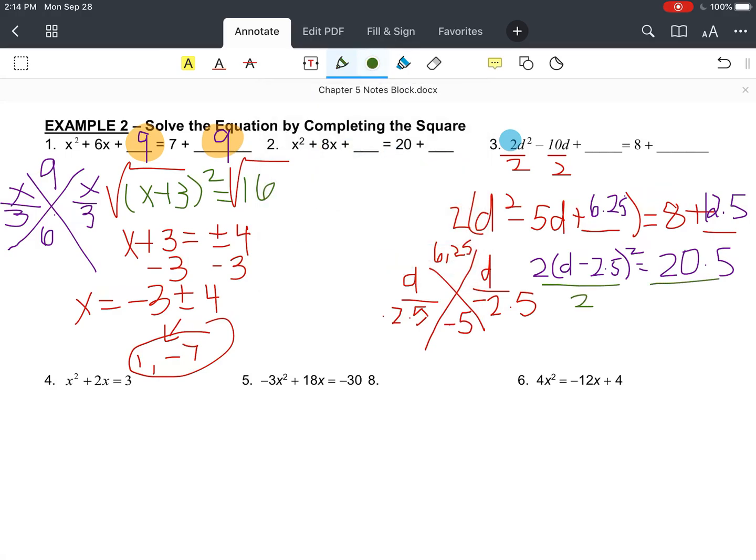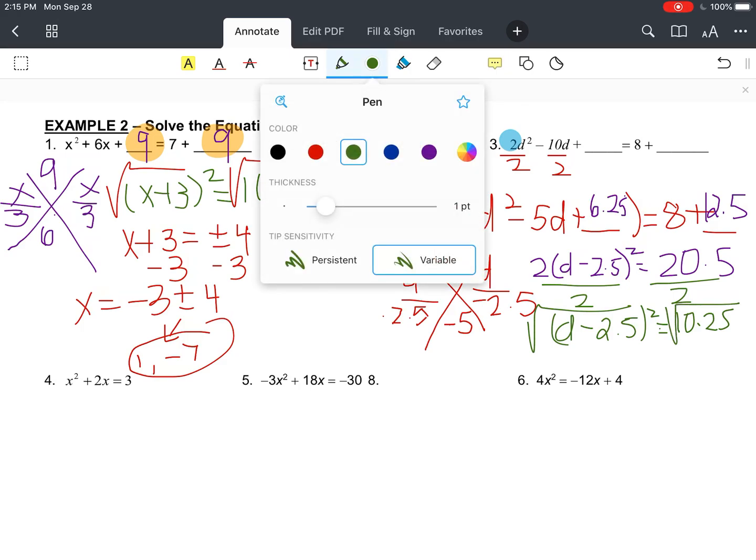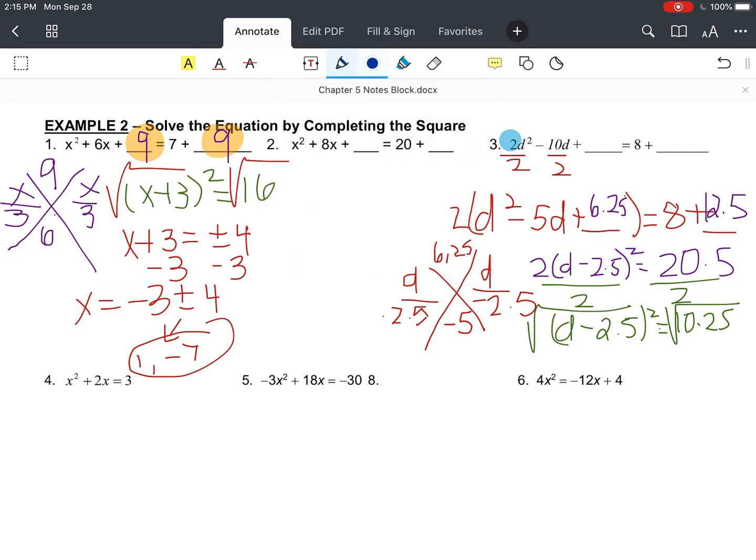I have this 2 out in front that I need to now divide out, so I'm going to divide both sides by 2. When I do that, I get d minus 2.5 quantity squared equals 10.25. And now I'm going to take the square root. So taking the square root, I'm going to have d minus 2.5 equals the square root of 10.25.